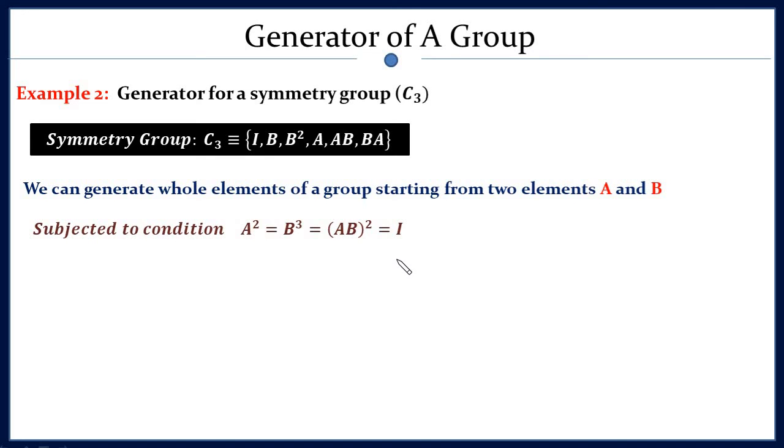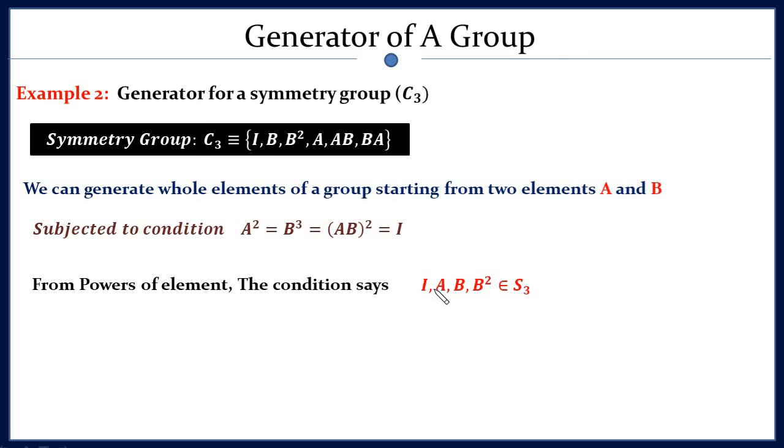And we need one condition. The condition is A square equals B cube equals AB square equals I. With this condition we know only these 2 elements. Let's try to find the rest of the elements. From the power of the element we should have A square, but if you look at this condition, A square is I, therefore we cannot have A cube because A cube will be A. Therefore from the power of A we will have 2 elements, A and A square, which is I.